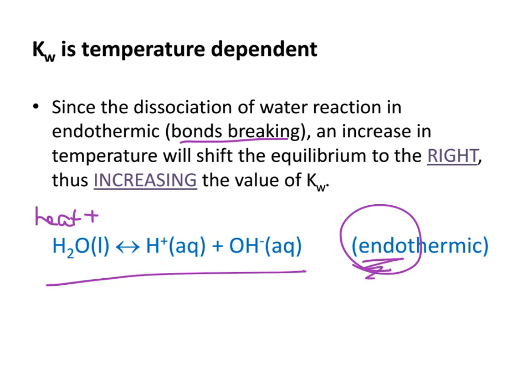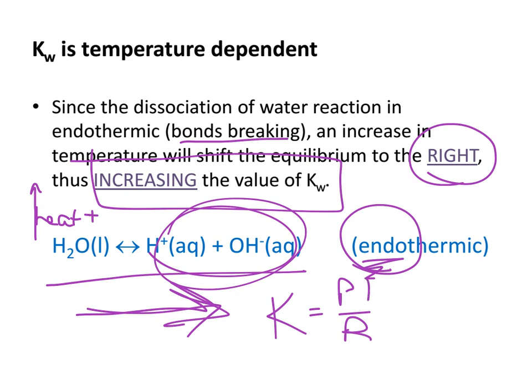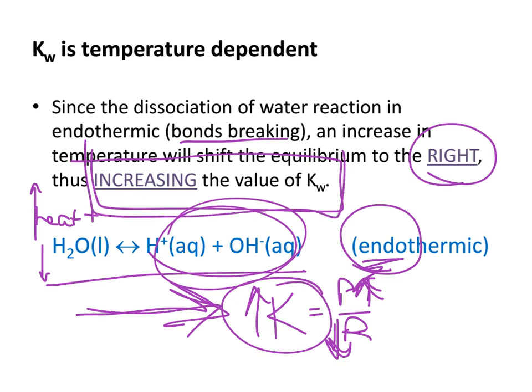So it's endothermic. So if I increase temperature, that's like increasing the heat on the reactant side, and that's going to produce a shift to the right, a right shift, which in turn is going to increase the value of K. Keep in mind that K is products over reactants. And so if I shift to the right, I'm making more products and I'm using up those reactants. So if I take a larger number and I divide it by a smaller number, I get a larger answer. So I get this increased K, the increased value of Kw as temperature is increasing.